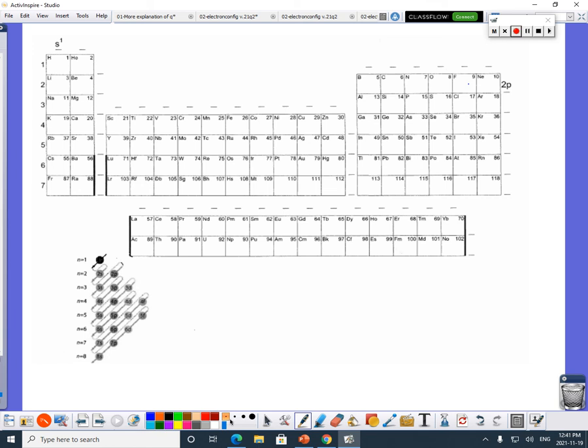Again, it is not mandatory for you to use this modified periodic table. It is really only useful for electron configurations and energy level diagrams because it gets rid of the extras. So it's pared down to what we need. It's got the symbol and the number, that's it.